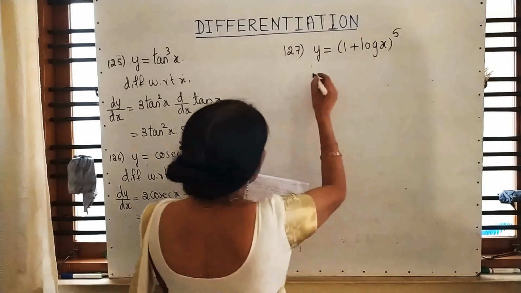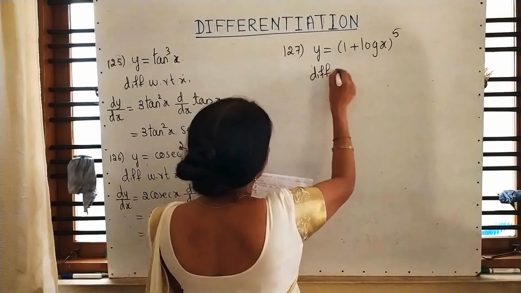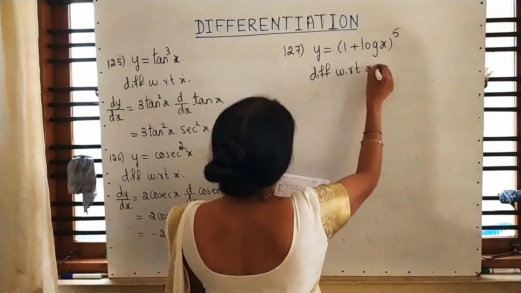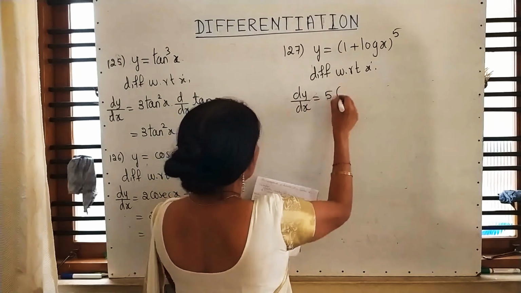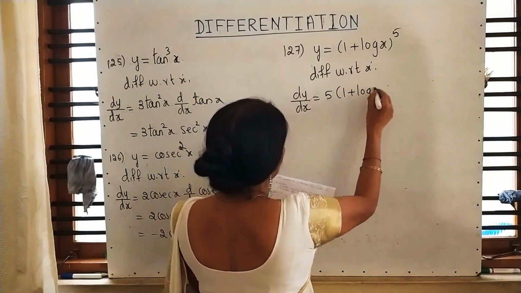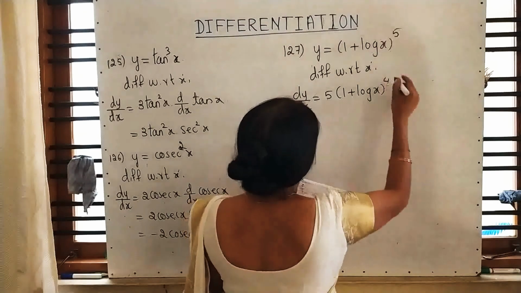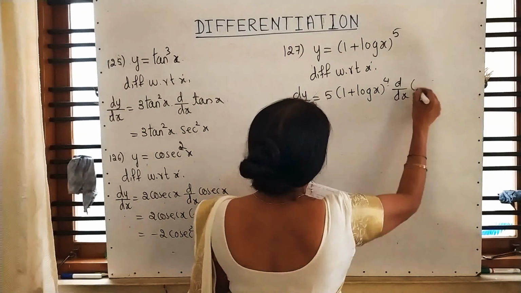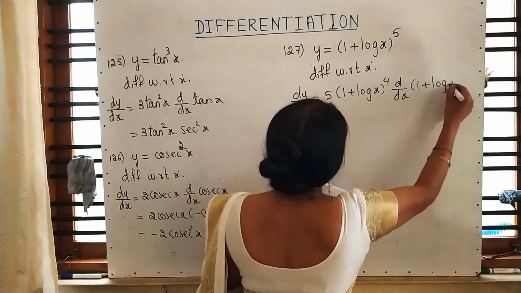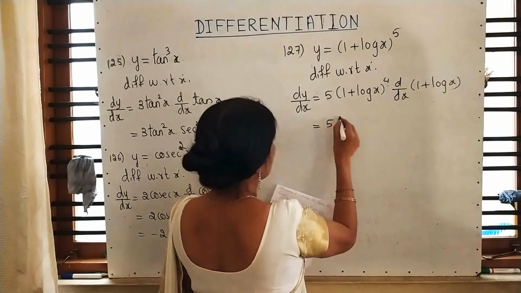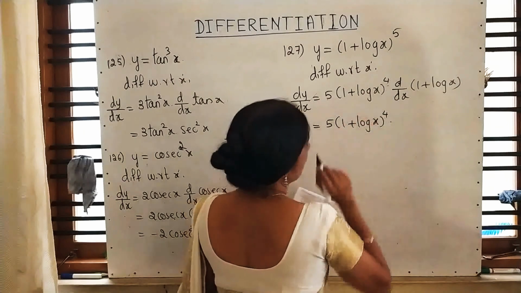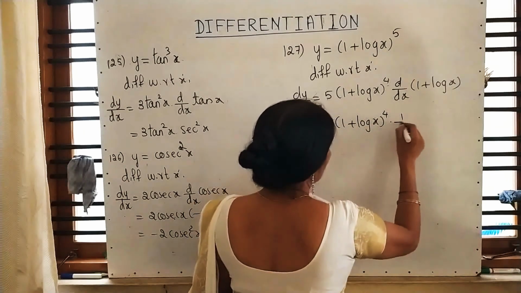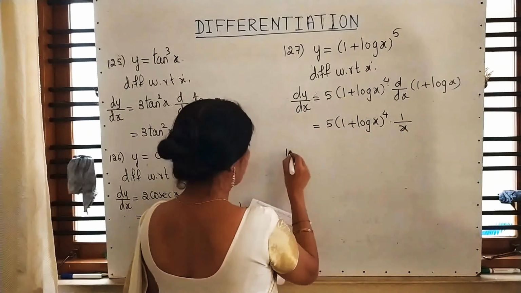It is also in the form of x to the power n. First power. Then completing the power, the base. The base is 1 plus log x. Differentiation of 1 is 0, differentiation of log x is 1 by x.